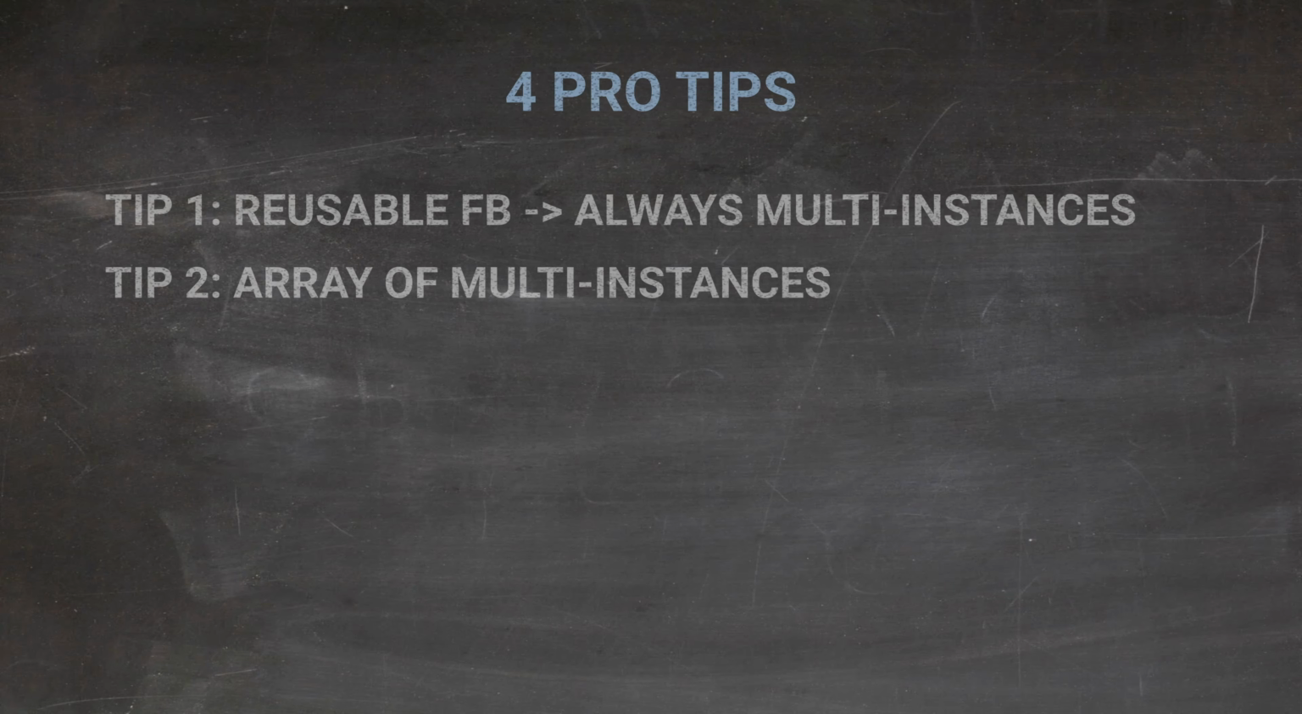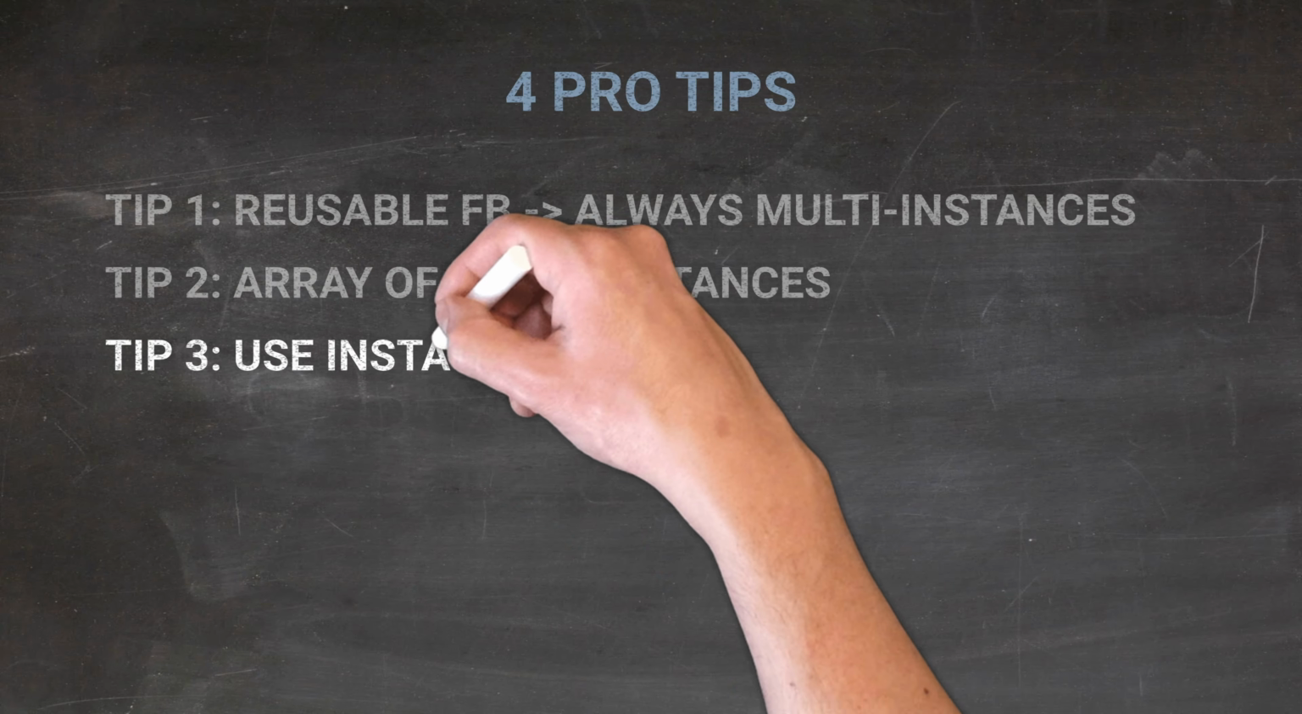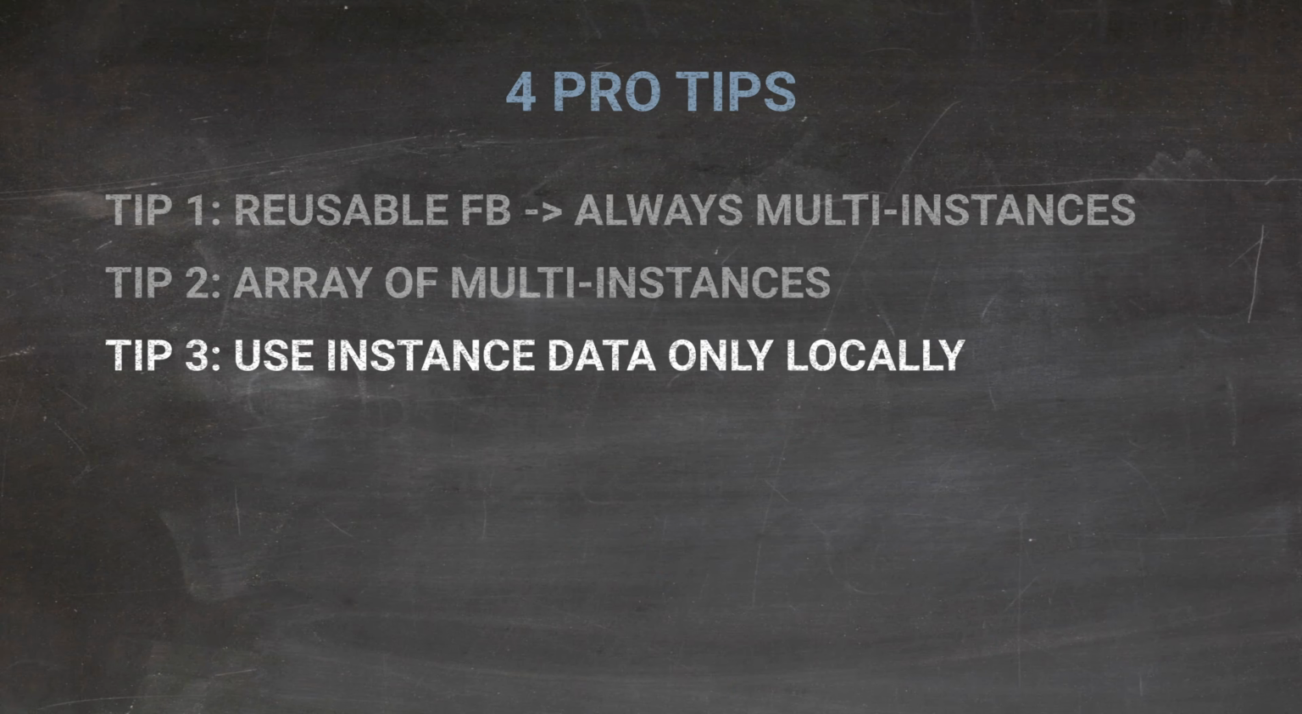Tip number 3, and this is a very important rule in PLC programming, even though I still see it being ignored all the time, and it's this. Instance data should only be used inside the function block that owns it. It should never be used in external logic somewhere else in your application, and it should definitely never be used somewhere directly on an HMI. An instance should be viewed as memory for that block only, nothing more.